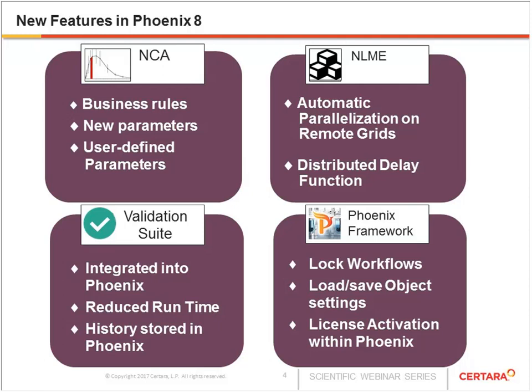The really nice feature is that it's automatically done for you. You choose the grid you want to run it on, you have the number of cores on that grid, and then Phoenix will automatically determine the optimal number of cores to run the model for you. There's no user input required.